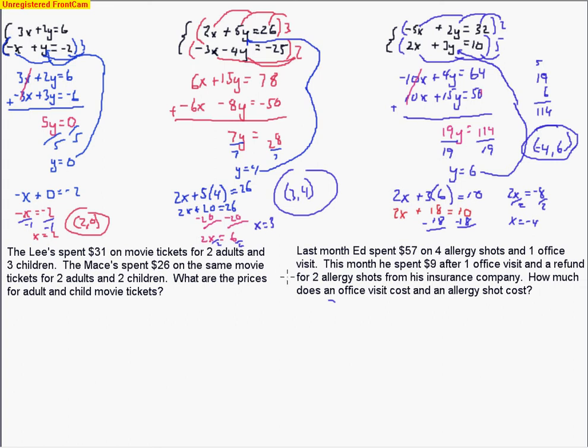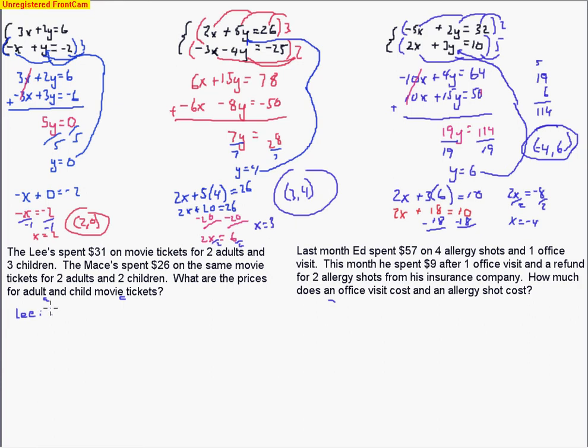Well, here's some other word problems, and you'll see at least one of these on your homework tonight, where we have the Lees spent $31 on movie tickets, and they bought 2 adult tickets and 3 children's tickets. The Maces spent $26 on the same movie for tickets for just 2 adults and 2 children. They want to find out the cost of an adult ticket, which we'll call A, and the cost of a children's ticket, which we'll call C.